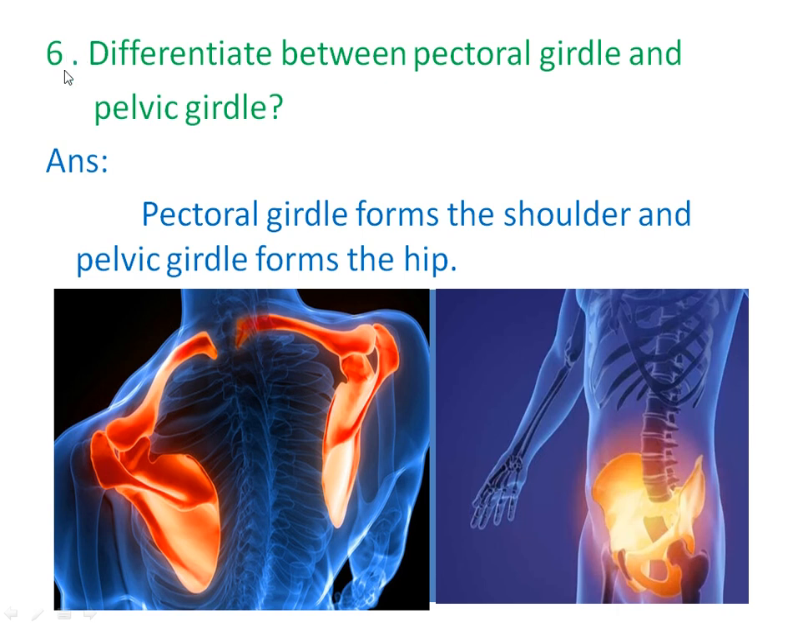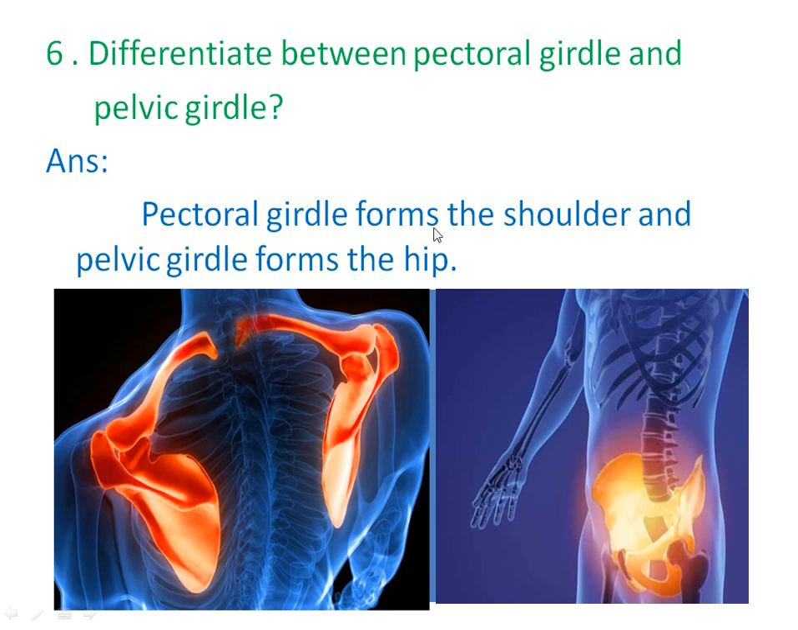Sixth question. Differentiate between pectoral girdle and pelvic girdle. First, we know about the girdle. The girdles are a set of bones that form a semicircular structure to which other bones are joined. We have two girdles. Let's read the answer.